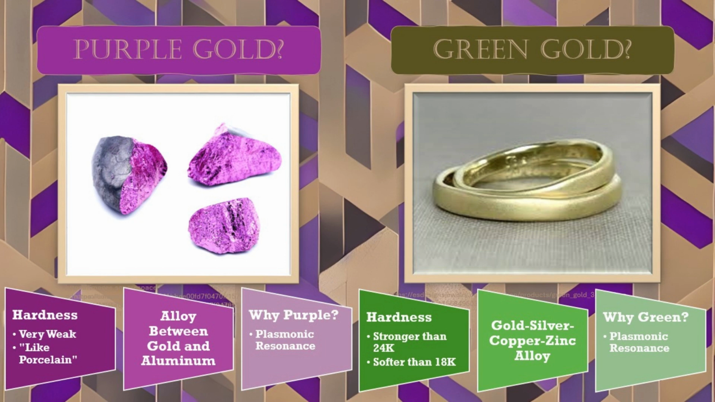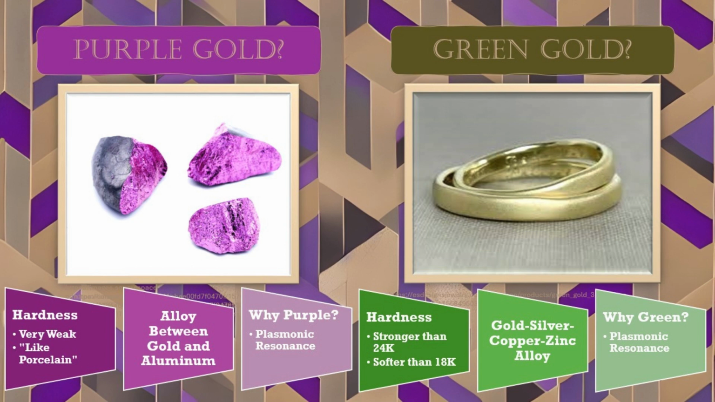Not a lot of people know that there are other colors than white, yellow, and rose gold. These alloys are actually very rare, and it's likely because the process to get the color of these materials sacrifices the properties of gold, which make it good for jewelry. Purple gold, for instance, is considered to be very weak and porcelain-like. It's an alloy between gold and aluminum, which itself is not a very hard metal.